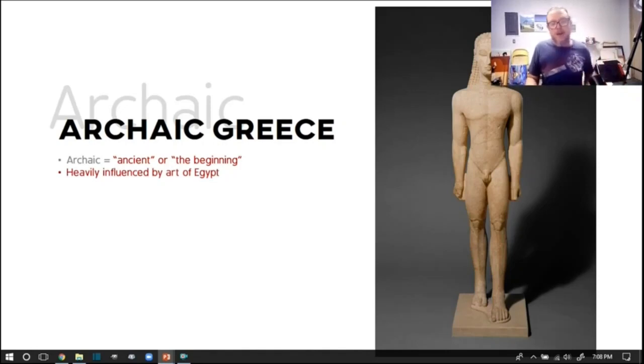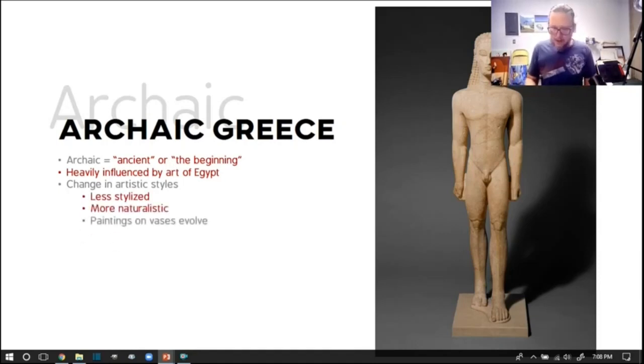It's very, very heavily influenced by the art of ancient Egypt, and you'll be able to see that. We'll make some comparisons. There were big changes in artistic styles at the time. As I was just saying a moment ago, it became much less stylized and more naturalistic. Paintings on vases evolved from geometric, abstract designs to representations of humans and human figures, often illustrating epic tales.